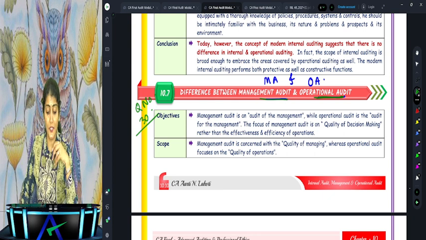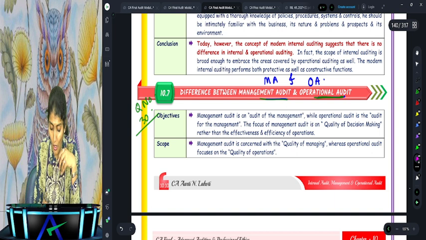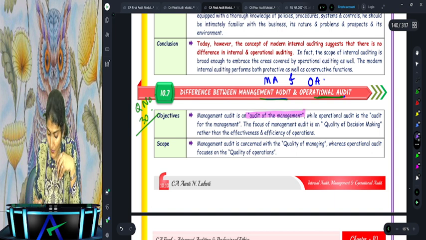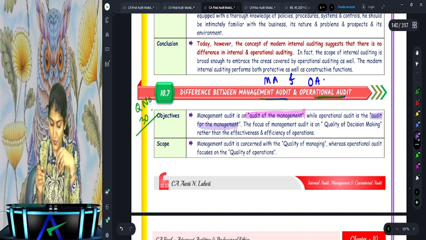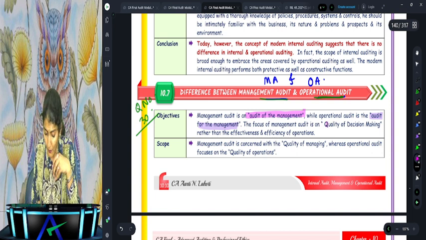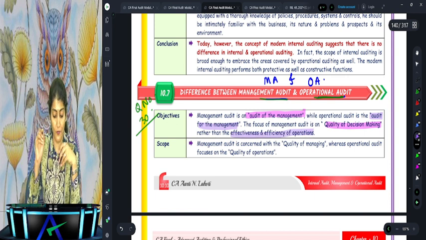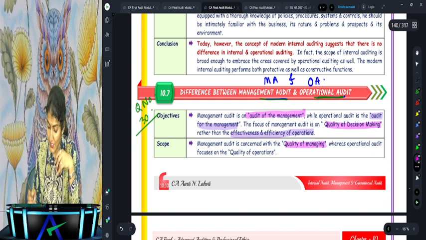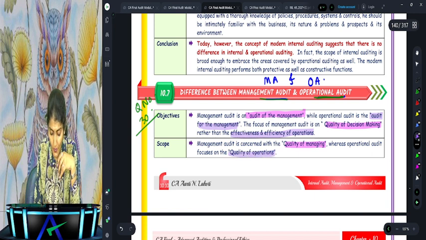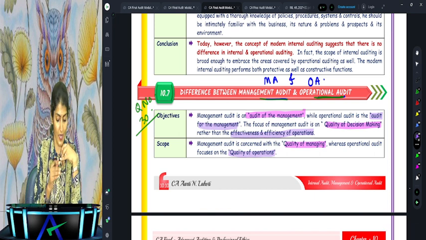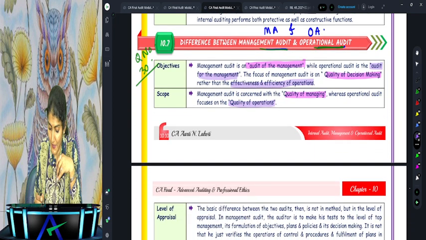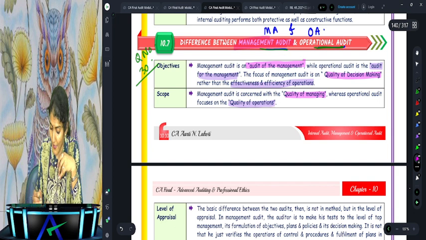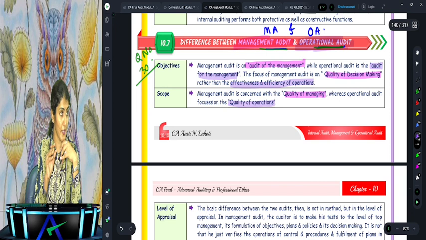What does it say? Management audit is an audit of the management, whereas operational audit is an audit for the management. The focus of management audit is on the quality of the decision making rather than on the efficiency and effectiveness of the operation. Management audit is concerned with the quality of the managing, whereas operational audit is concerned with the quality of the operations. Are you able to understand this? Right, management audit, I'm marking it with the pink color, and operational audit, I'm marking it with the purple color over there. Are you able to follow this?